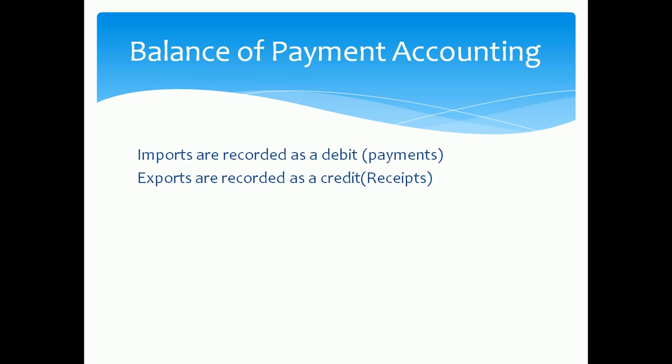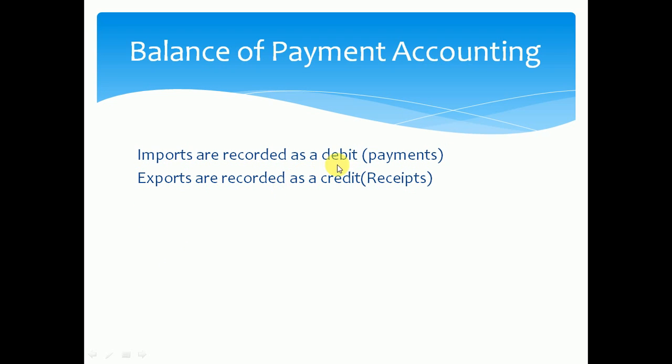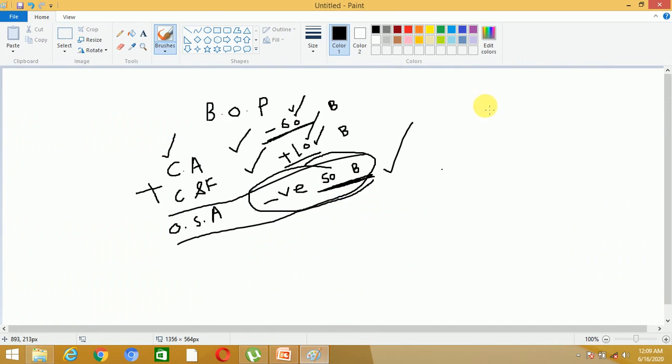Now, balance of payment accounting. Imports are recorded as debit payments. You know about the concept of debit and credit. Exports are recorded as credit receipts. Keep in mind, in accounting, for expenses, an increase in expense, you are going to debit it.